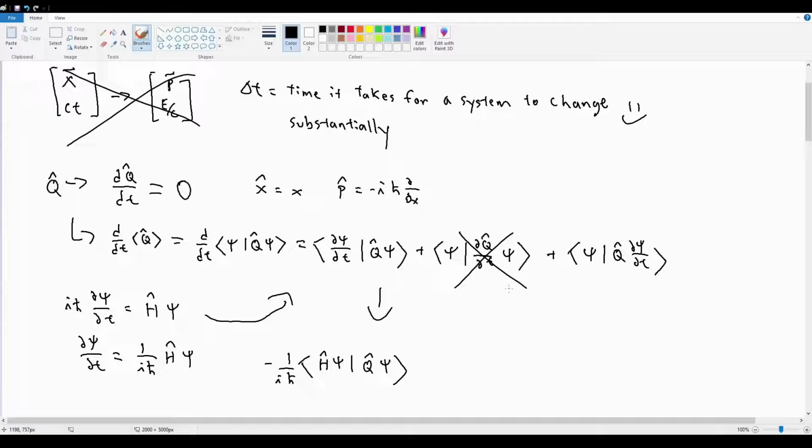This term is just going to go to 0 because remember the partial of q with respect to t is equal to 0, as we found over here, because q hat has no direct dependence on time. So that term I just ignore. This term goes down to plus 1 over i h bar, positive this time, inner product of psi with q hat h hat psi, like that.